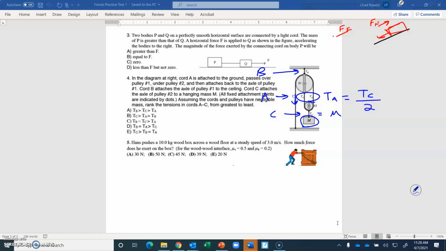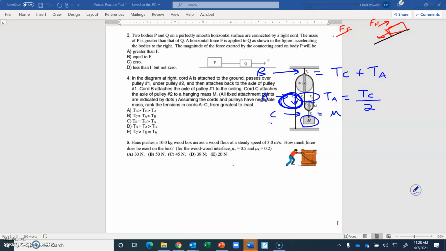So just looking at A and C, which is bigger? Obviously C is bigger than A. We know that just looking at it because there are 2 A's holding up C. Then we get to B at the top. B is holding up not only TC, but also this. We're pulling down on this whole system to hold this thing up. So it's not only holding up TC, but it's also holding up TA.